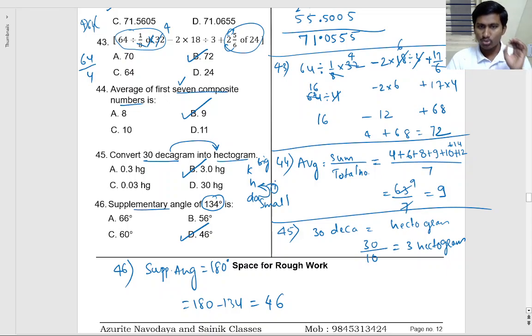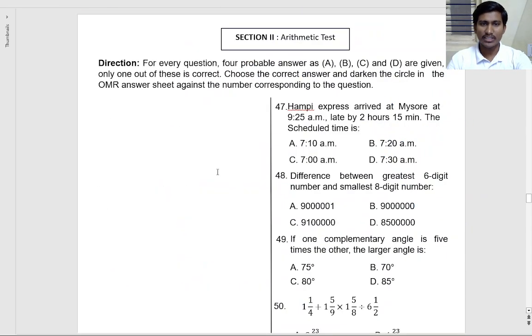Okay, so you have to do it like this, and as much as possible, write near the question only and do it. Okay, now let's do the next question, that is the 47th question.